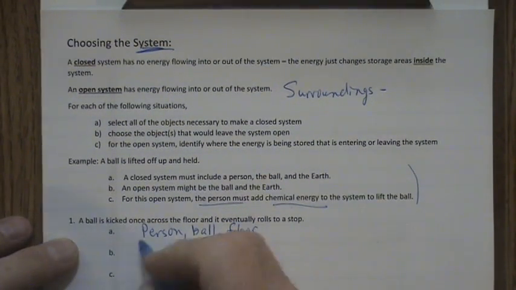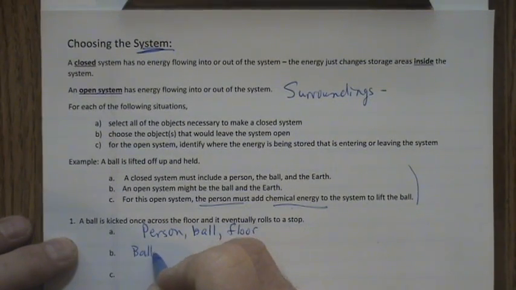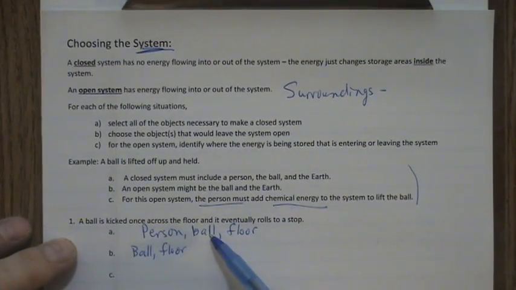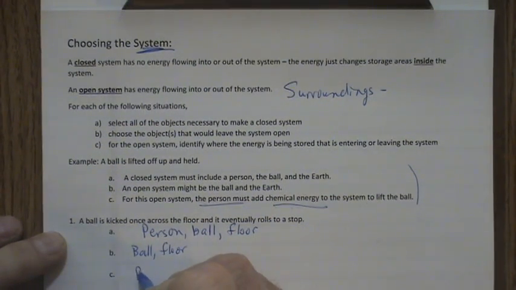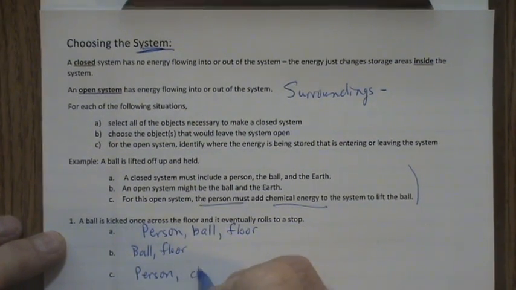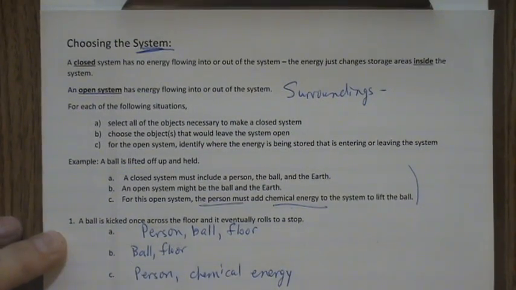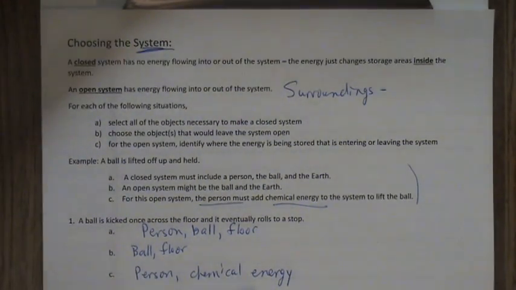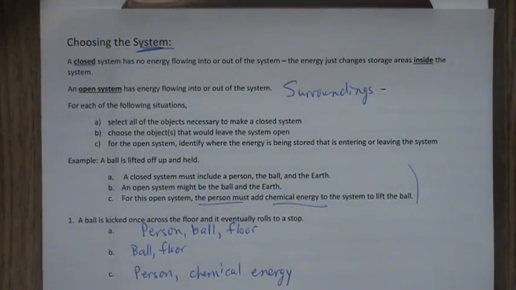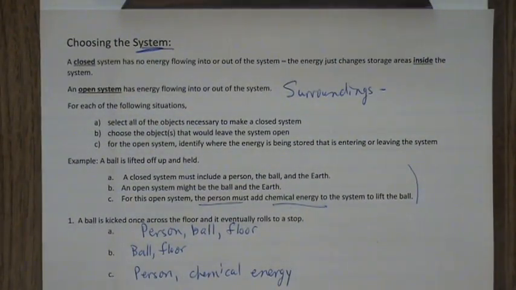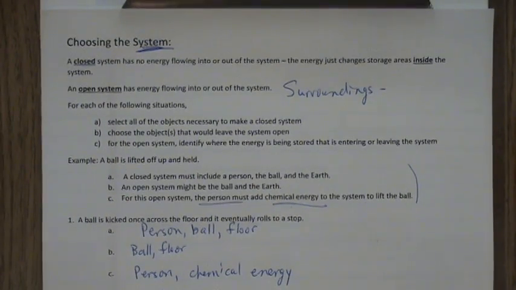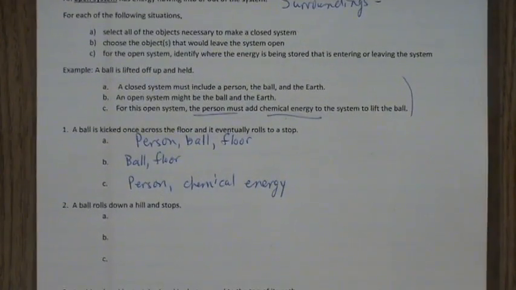Once again, if I choose maybe just the ball and the floor, that will explain the second part of the interaction. But if I take the person out of the system and put them in the surroundings, once again, they are going to have to add some chemical energy into the system to get the ball to move. I'm not going to write complete answers on this because I'm trying to write large enough so you can see what's going on. However, it would be nice, once again, you said for this open system, the person must add chemical energy to the ball to begin its movement or something like that.